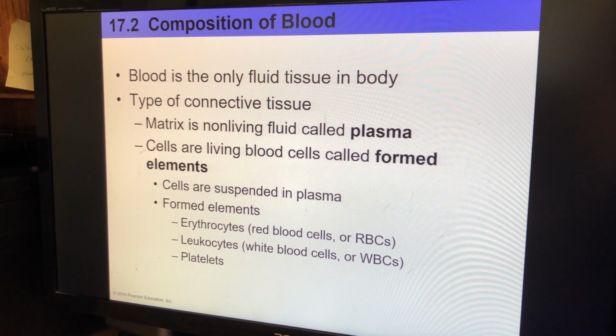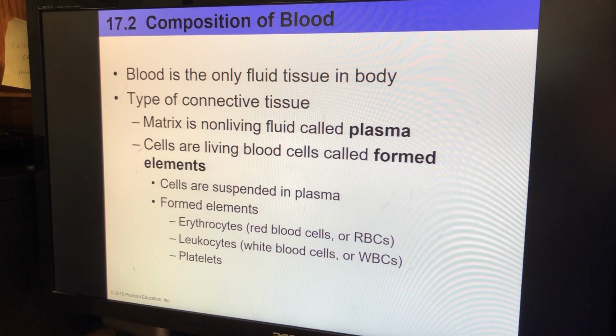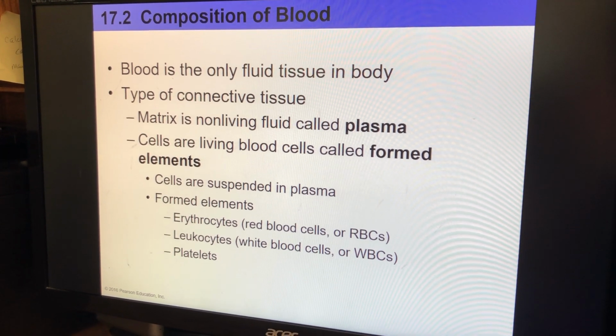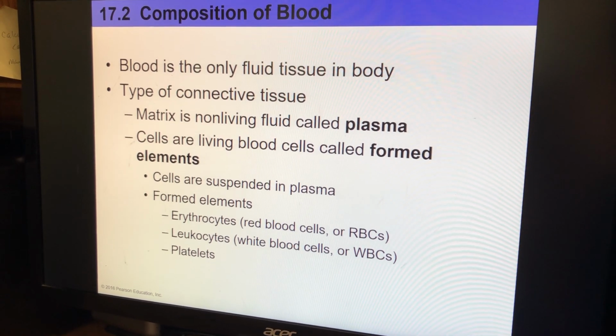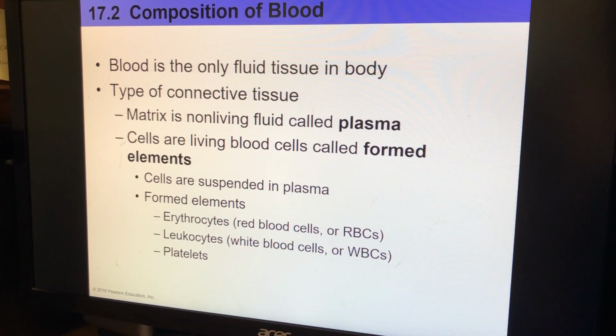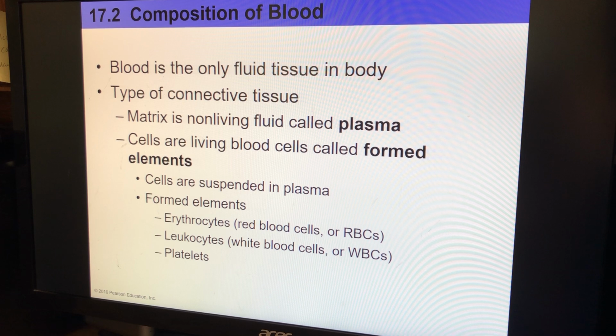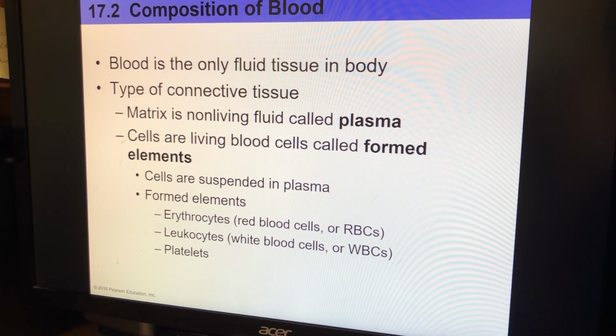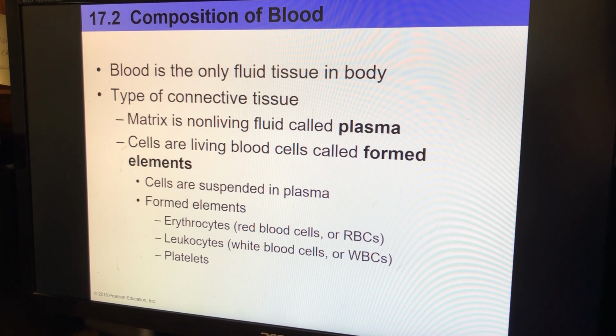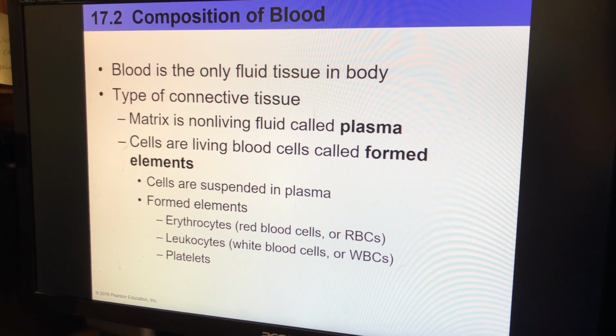And then in the non-living fluid, the plasma, are going to be formed elements. There are three types of formed elements. There are going to be cells that are red, called red blood cells or erythrocytes, cells that are white, called white blood cells or leukocytes, and platelets. These cells will be suspended in the plasma and flowing around your whole body.